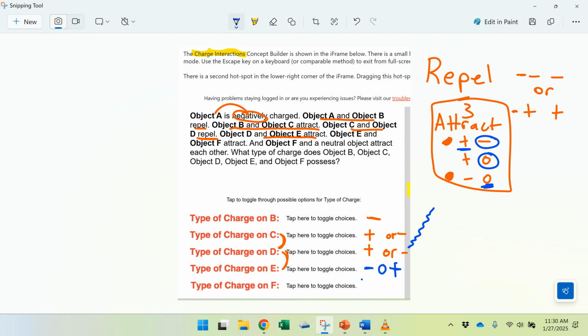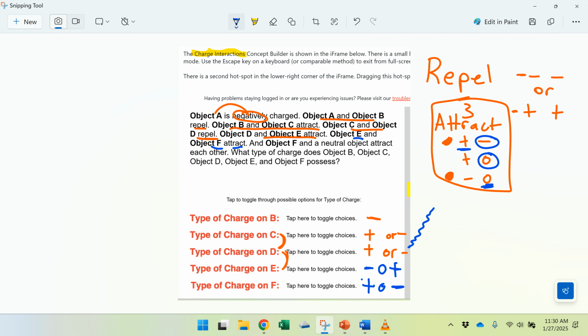Now if we move on to the final one, E and F, they attract. What kinds of things could be attracted to a negative? Well, it could be a positive. It could be a neutral, because if E ends up being a negative or a positive, it could attract to a neutral. Or if it ends up being neutral or positive, it could be a negative. So all three of those would work.